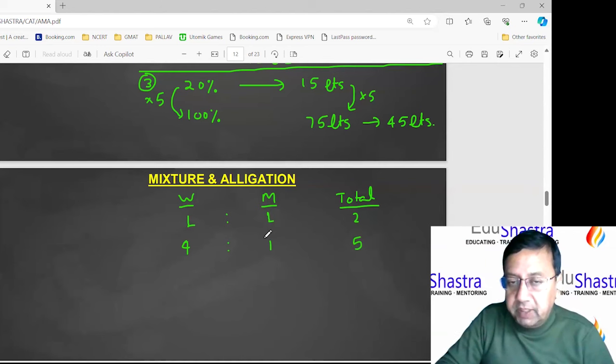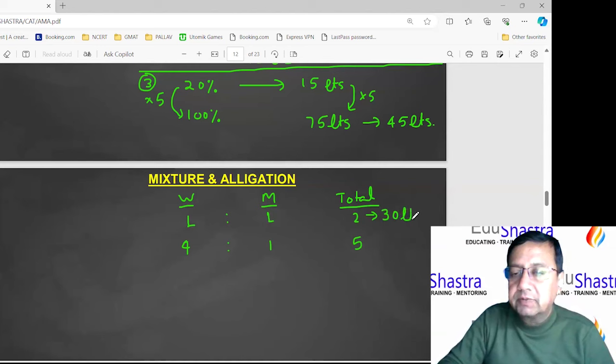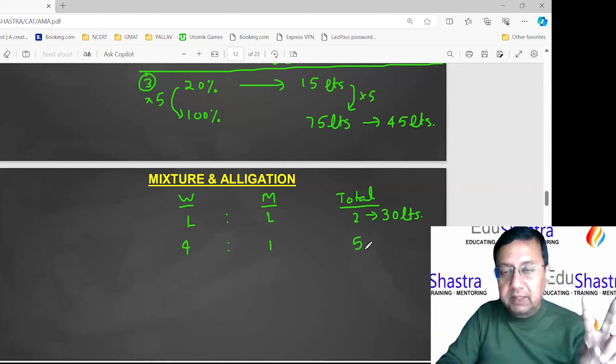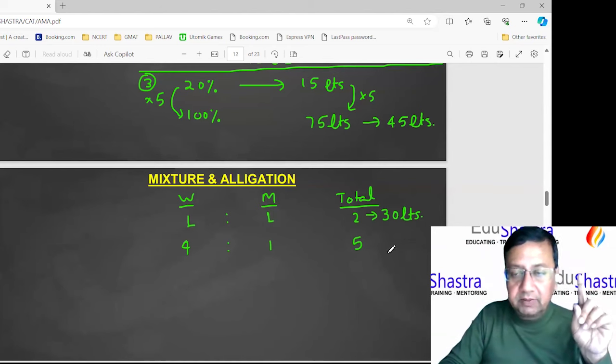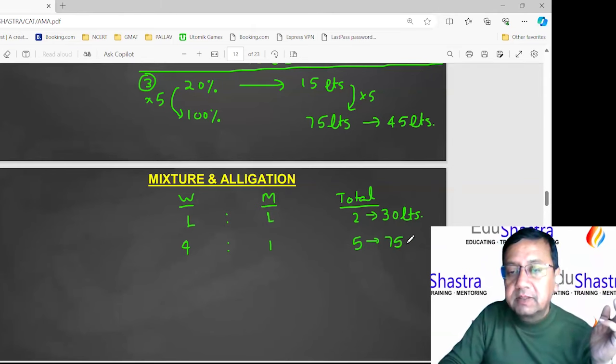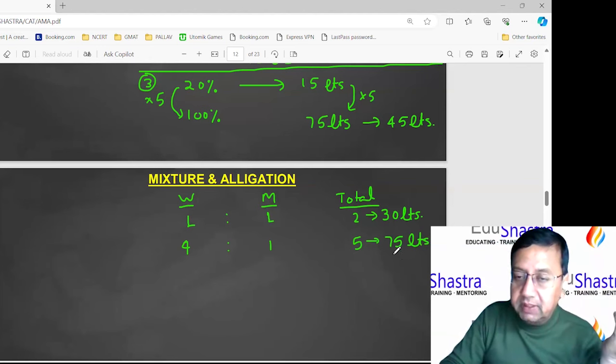So initially we are having 1:1, 1 part water, 1 part milk, and total 2 ratio. We are having 30 liters of solution, right? So if 2 parts is 30 liters, 1 part is 15 liters. So how much is 5 parts? 15 into 5, that is 75 liters, right? Initially we have the 30 liters. So how much water is added? That is 45 liters of water is added.